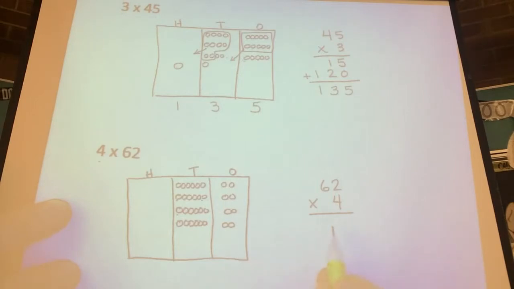At this point, I'm going to fill out my partial product. So I'm going to count how many ones I have and how many tens I have and put that over here. We have 1, 2, 3, 4, 5, 6, 7, 8. 8 ones. 8 ones goes right there.